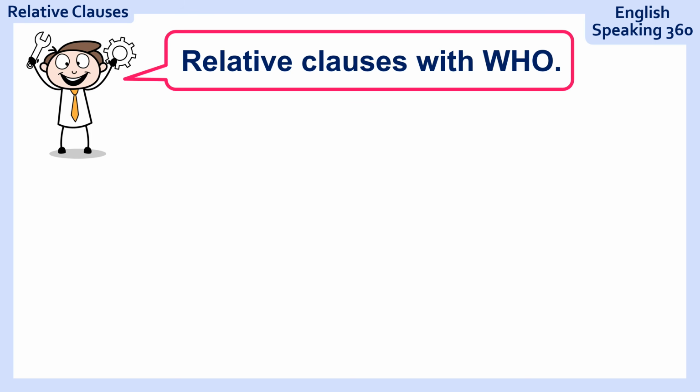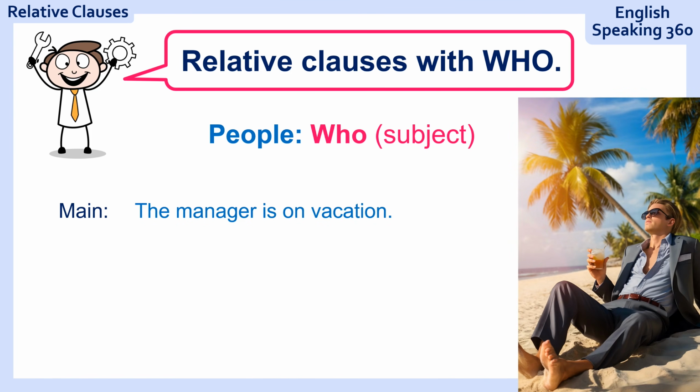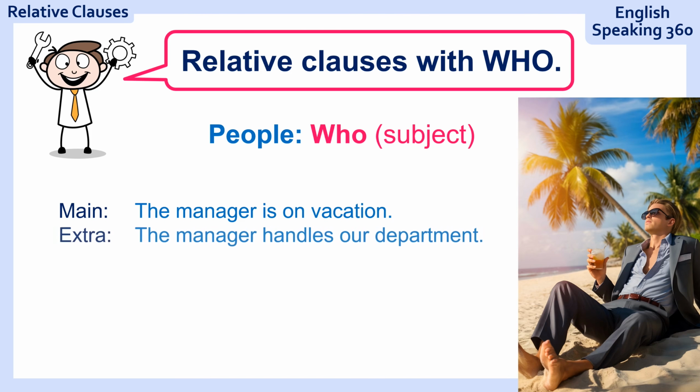Relative clauses with who. Now, we are starting with this one. Who is for people and who is a subject. That's important. The manager is on vacation. I envy that guy. And the extra information is the manager handles our department. Now your job is to merge the two sentences and to make only one sentence.